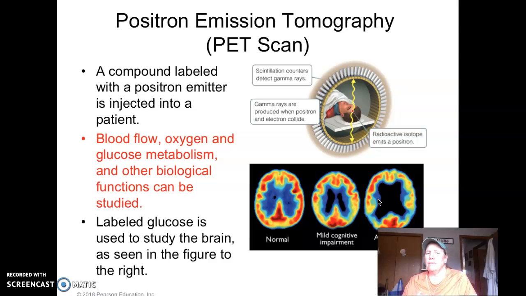Again, here labeled glucose is used to study the brain. Why glucose? Remember, glucose is your fuel for everything. So if your brain's not using it, that's basically empty. And you can see the poor person with Alzheimer's has a very empty brain, which is pretty sad if you've ever known anybody that's gotten Alzheimer's. So again, you can use those radiotracers to do that.